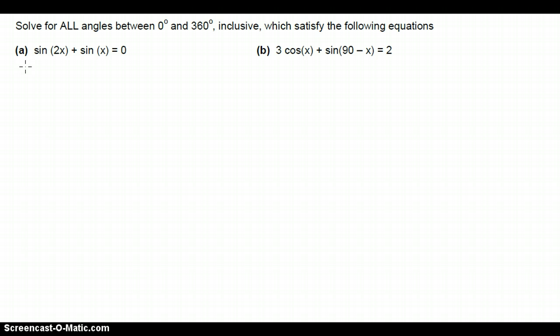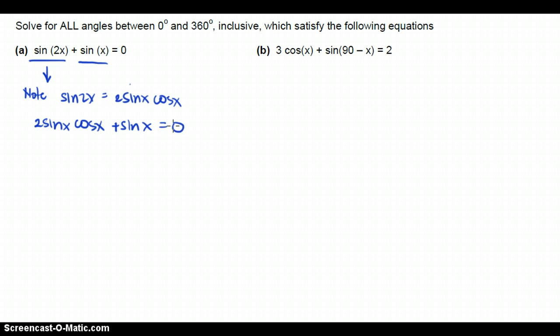Let's start with the first equation, sine 2x plus sine x equal to 0. As you can see, the first expression is sine 2x, which can be expressed in a different form, while sine x is in basic form. So to solve this equation, I have to change sine 2x by its identity. Note that sine 2x is equal to 2 sine x cosine x. Therefore, this equation will become 2 sine x cosine x plus sine x equal to 0.